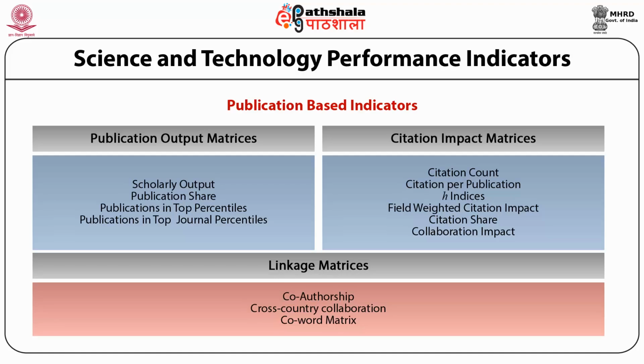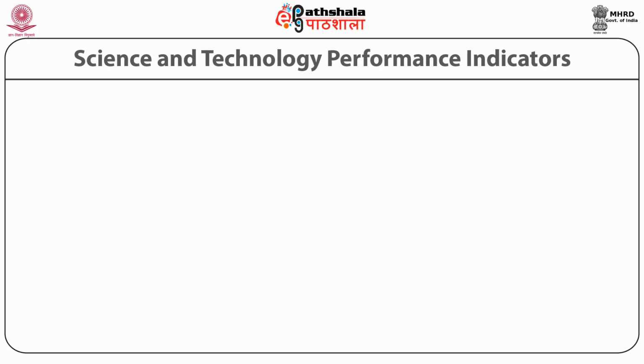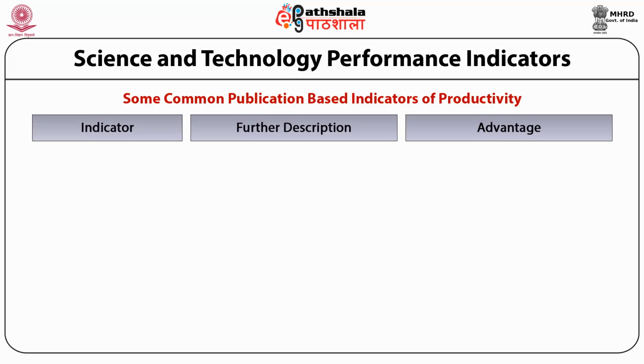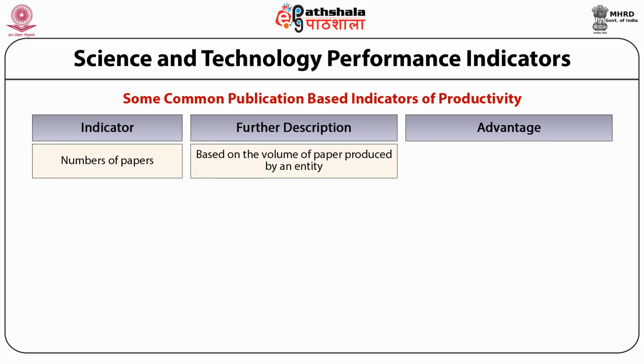These indicators allow us to look at the linkages between the different elements. This will be discussed further in this module. In this table, we highlight some common publication-based indicators of productivity. First common indicator is the number of papers. It is based on the volume of papers produced by an entity. It is easy to retrieve but does not say anything about impact.